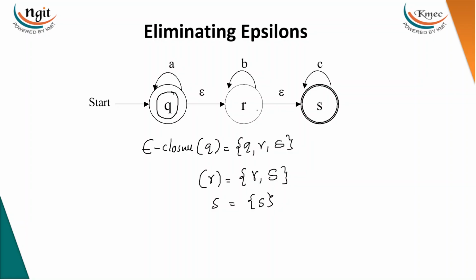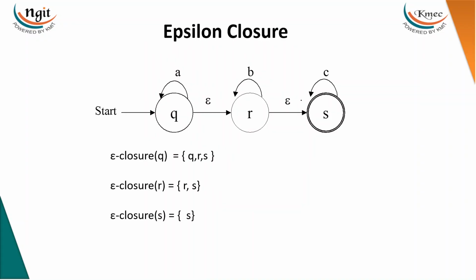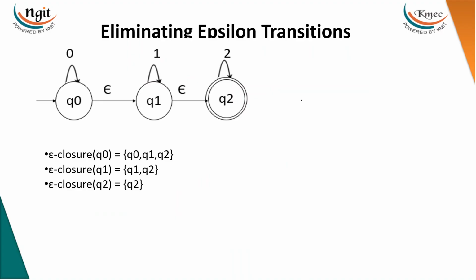From R, if I can reach the final state with only epsilons, then I can make it a final state. From Q, I can reach the final state with only epsilon. So that's why it's the same. Then how to convert it? See, there is a result. Then how to eliminate this? So let me write the first one.